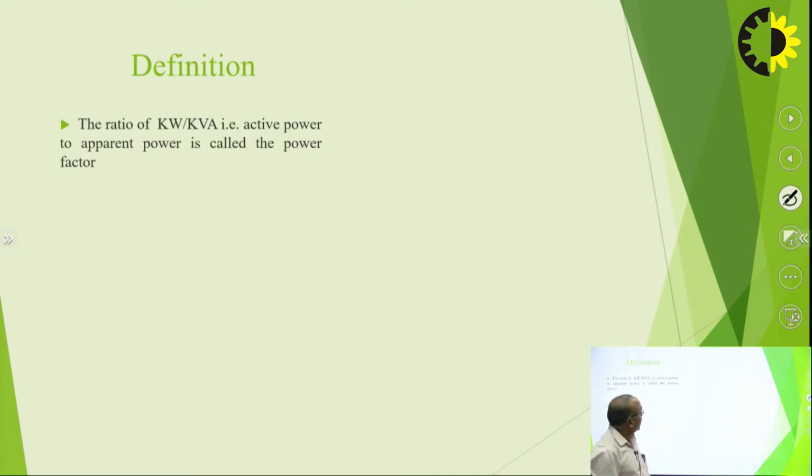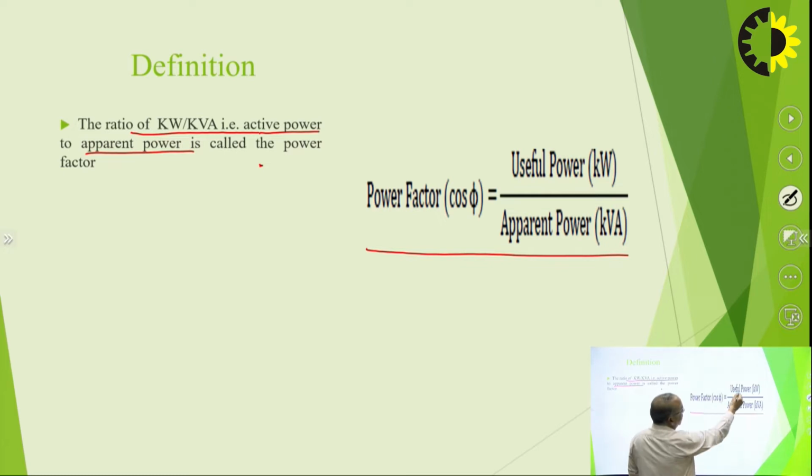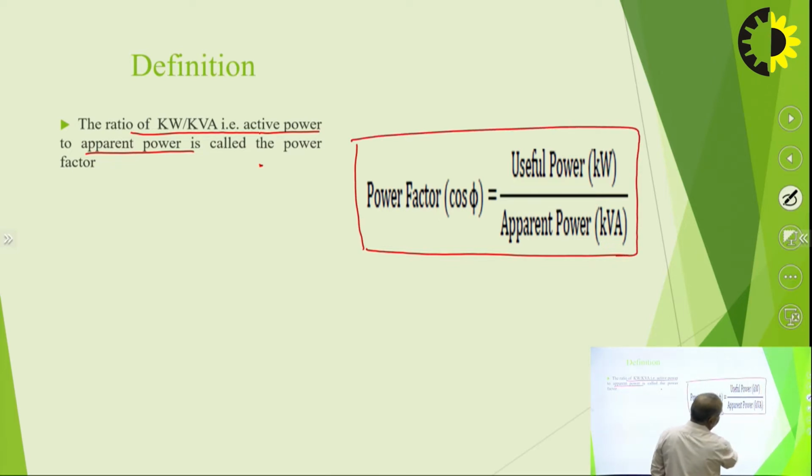There are various definitions. Number one, it is the ratio of kW to kVA, that is, the ratio of active power to apparent power, since kW is the unit for active power and kVA is the unit for apparent power. The ratio of these two is the power factor. Mathematically, the power factor is represented by cos phi, the ratio of useful power in kilowatt to the apparent power in kVA.